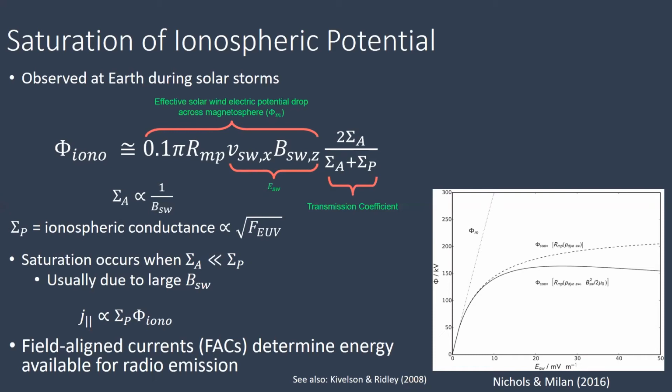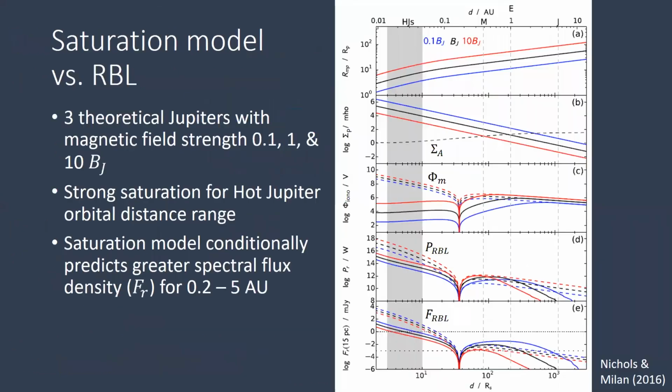We can compare this analytic saturation model to what RBL predicts. Nichols and Milan have done this for three theoretical Jupiters with magnetic field strengths of 0.1, 1, and 10 times the strength of Jupiter's field. There's a lot going on here, but to sum it up, the x-axis is orbital distance, so we're just dragging this through the solar system. You can see that once you get lower than Mercury's orbit, about 0.4 AU, your ionospheric conductance becomes greater than your solar wind conductance, and therefore you end up in a region of saturation.